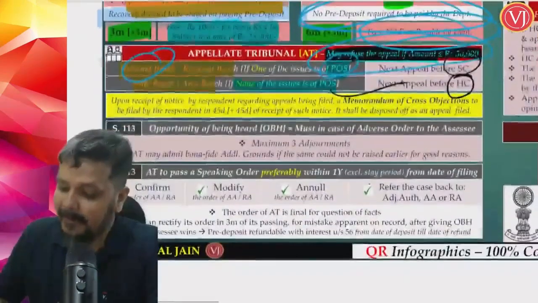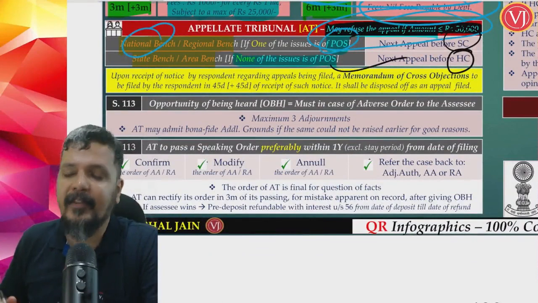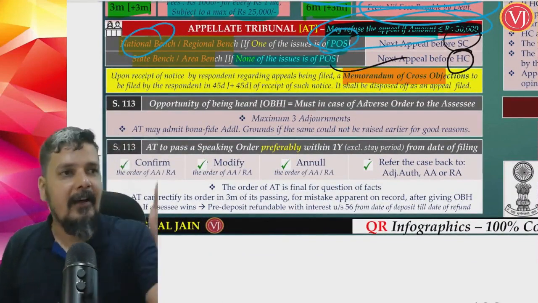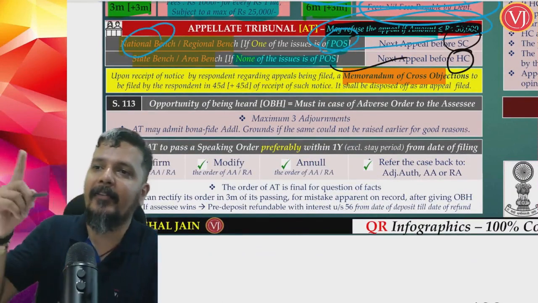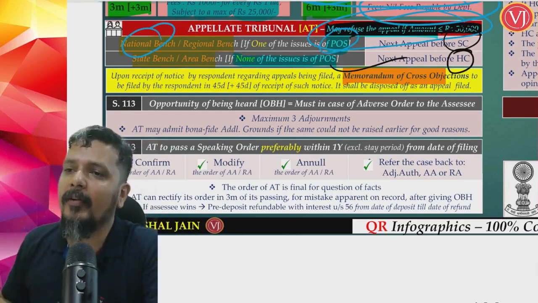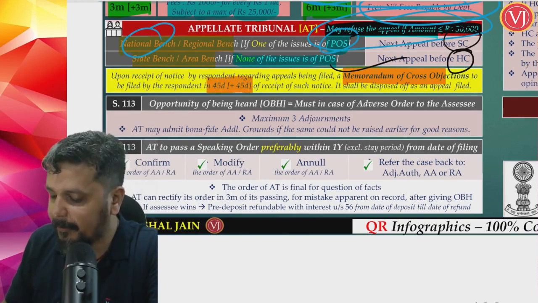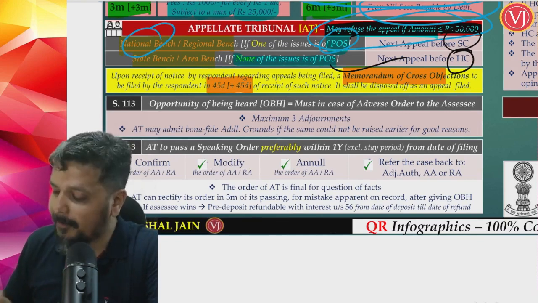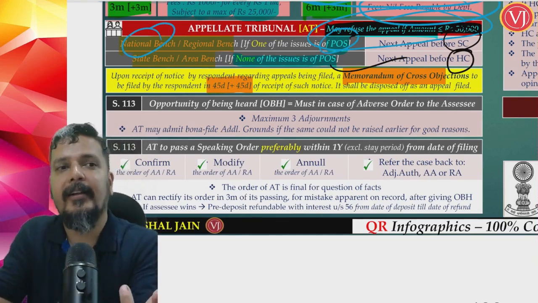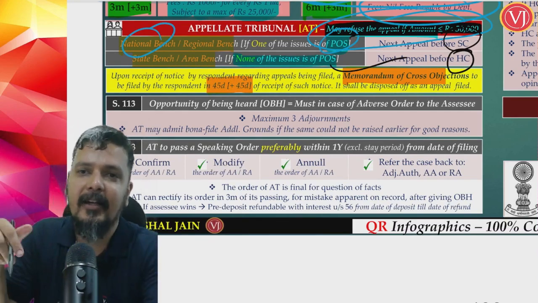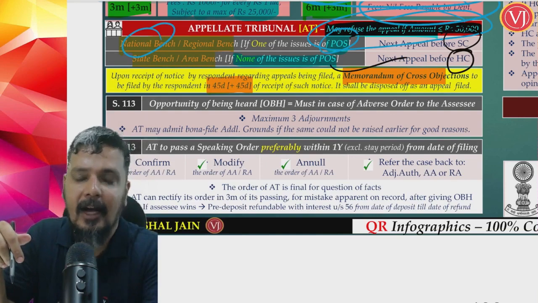But in second appeals, there is a concept of cross appeals, which is technically called memorandum of cross objection. If the assessee has filed an appeal, the department will file a memorandum of cross objections. If the department has filed a second appeal, the assessee will file a memorandum of cross objections within 45 days plus 45 days. The time limit is the same for both assessee and department. Getting that point? The concept of cross appeals is there only in appellate tribunal, not in appellate authority.